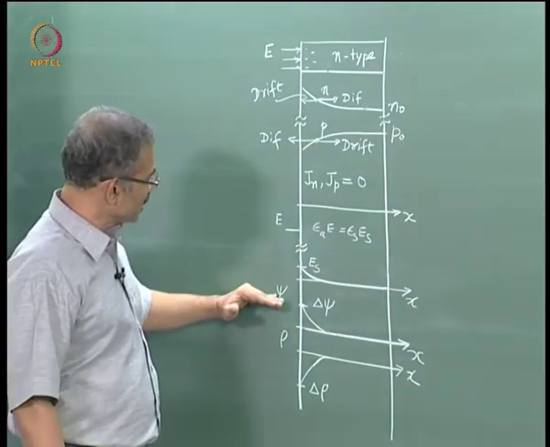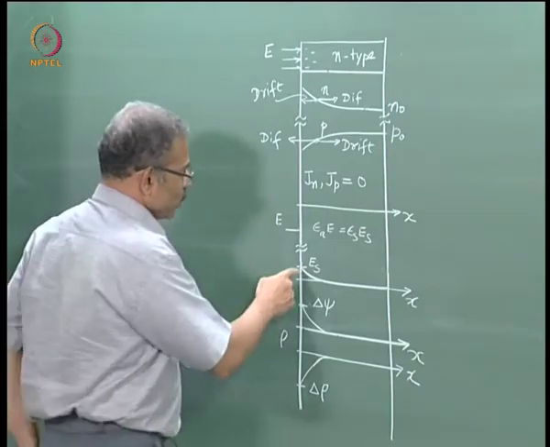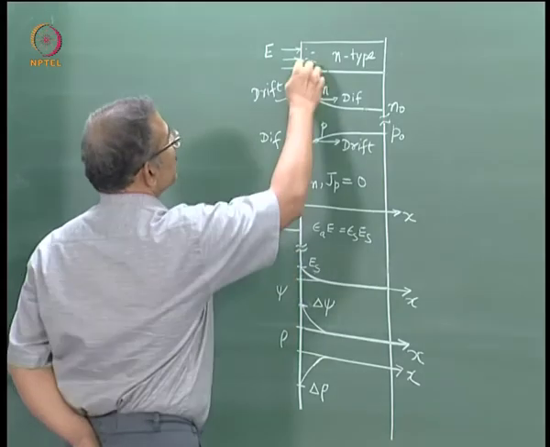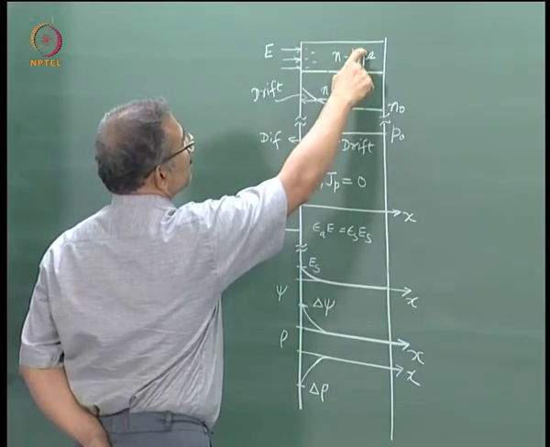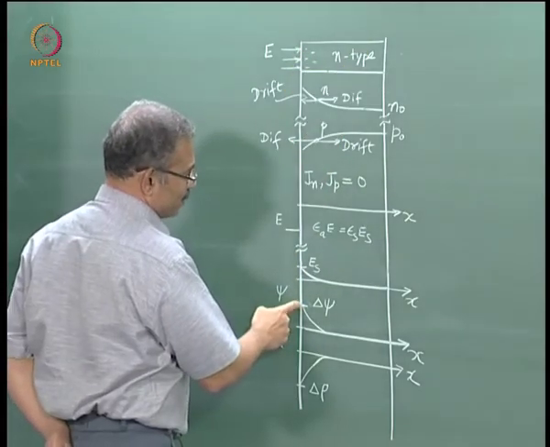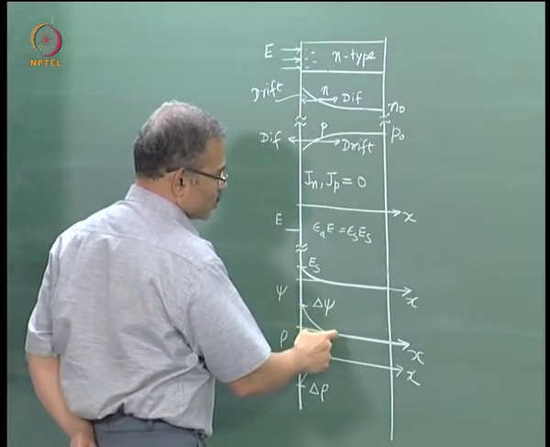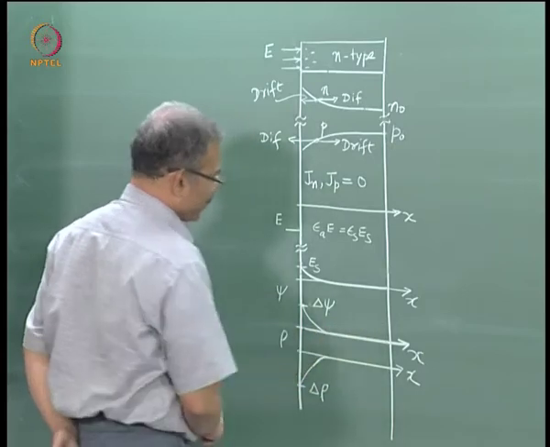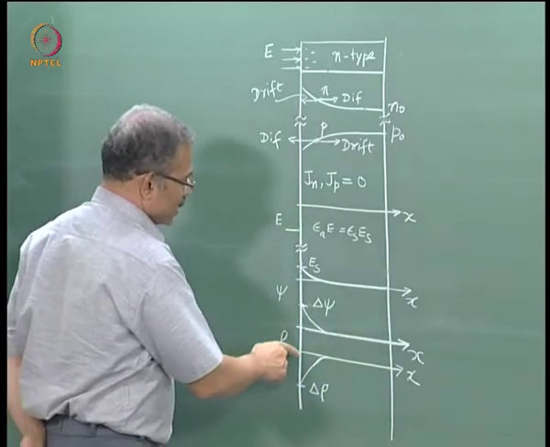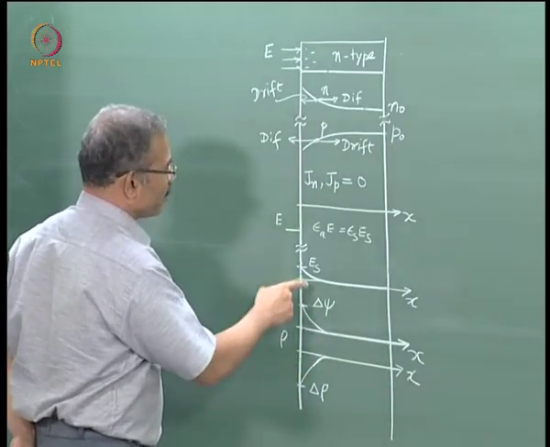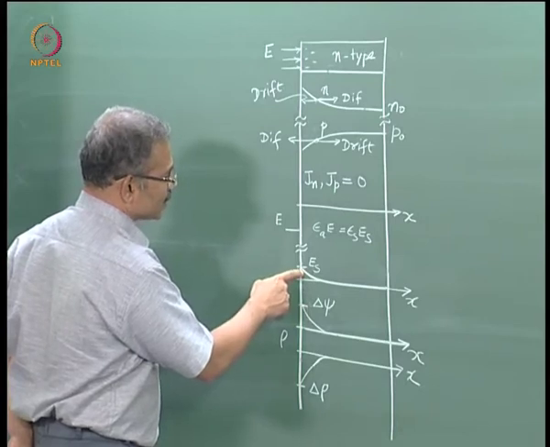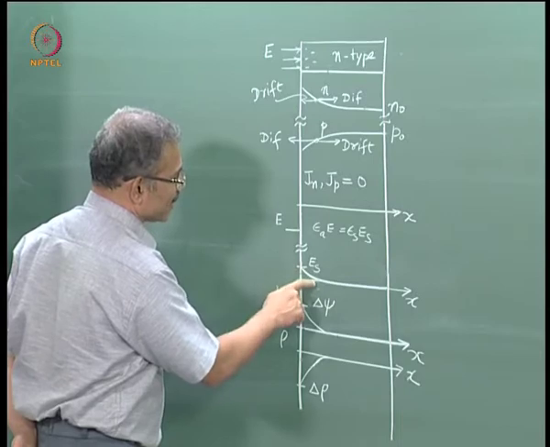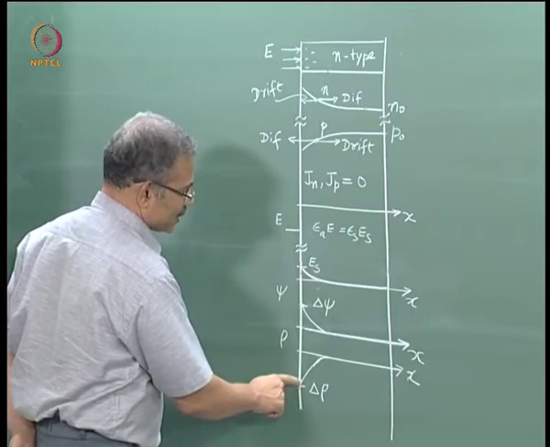Coming to the potential psi. If I integrate the electric field, I will get the potential. Because the electric field is directed from left to right, the potential is more positive on the left and it is falling. We have chosen the reference as 0 for the right end. The space charge is derived from the electric field by Gauss's law, taking the derivative of the field picture. So you can see that the slope here is negative, that is why the space charge is negative.